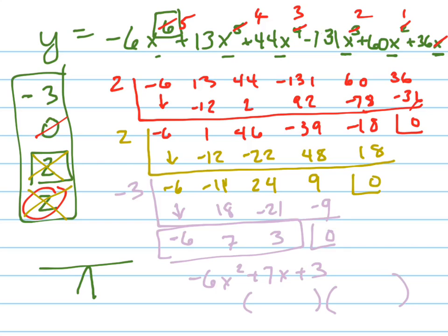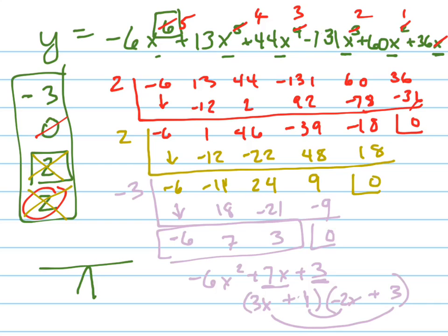How did I do 9 minus 2? Well, I saw the 3 and the 3 are going to multiply together. So this is going to be a 3 and a 1. And this is going to be 3x, and this is going to be negative 2x. Let's see if that works. Negative 2x, positive 9x, positive 7x.